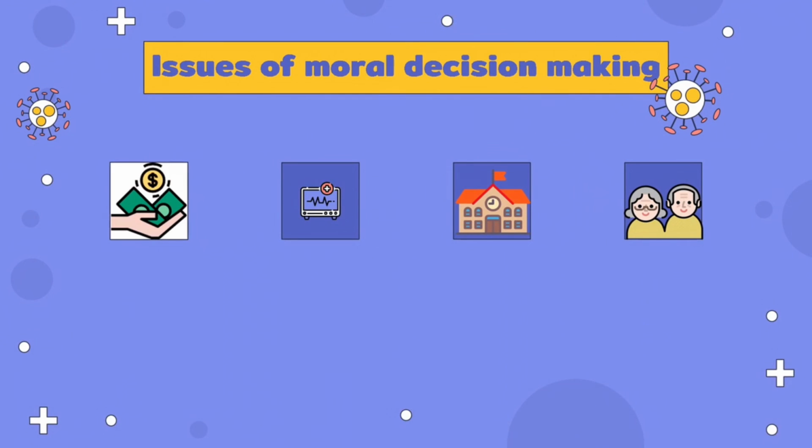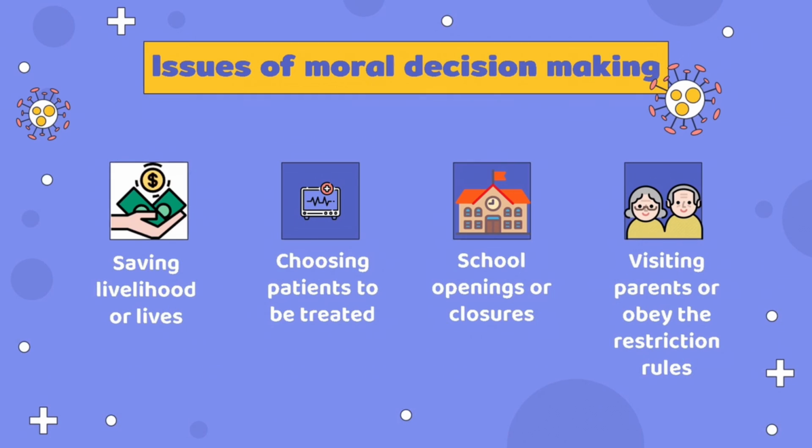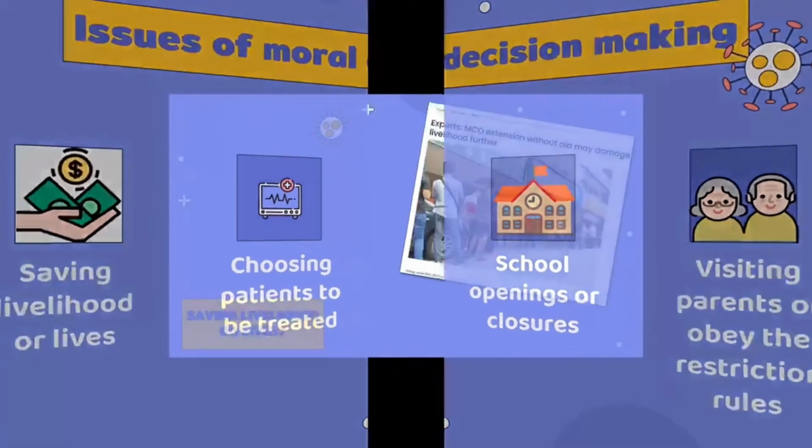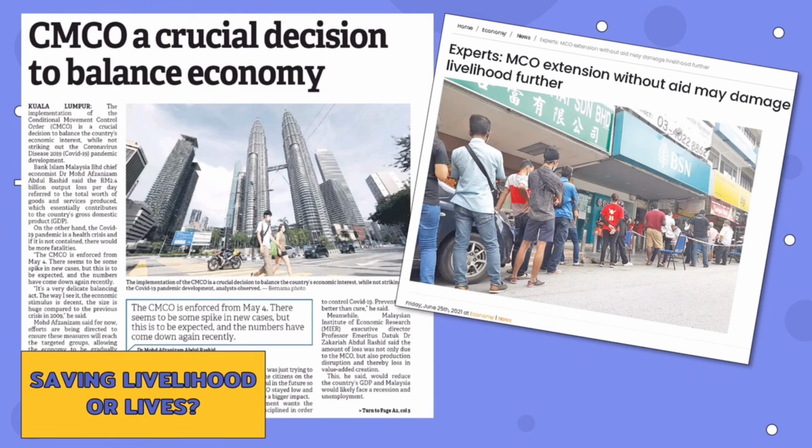Next, we will discuss the issues of moral decision-making in adapting to the COVID-19 pandemic, which are saving livelihood or lives, choosing patients to be treated first, school openings or closures, and visiting parents or obeying the restriction rules. Our moral principles and decisions could be affected by the COVID-19 pandemic as we are struggling to live. For example, people are in a dilemma to save livelihood or lives.